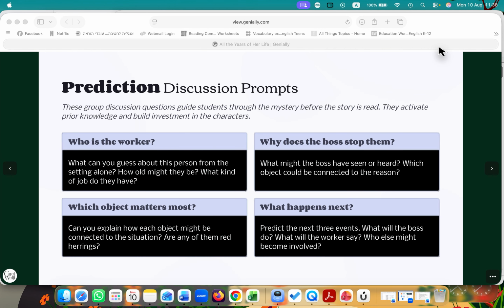You can show your students these 4 prompts to keep the discussion moving. Who is the worker? And what can students guess about the setting? Why does the boss stop him? Which objects matter most and could be a red herring? And what happens next? What will the boss do? What will the worker say? In a sense, students are already reading, noticing details, and building theories before a single line of the story appears.